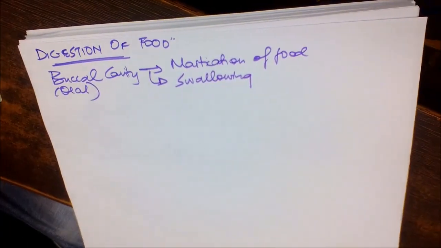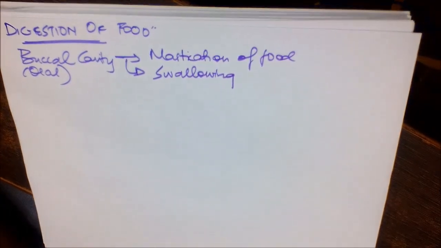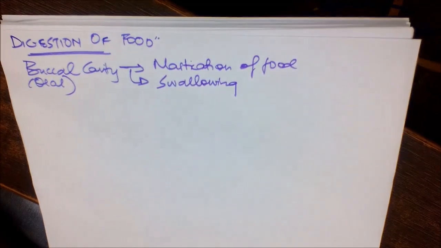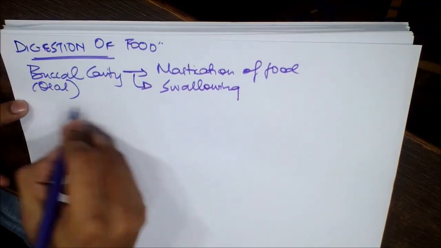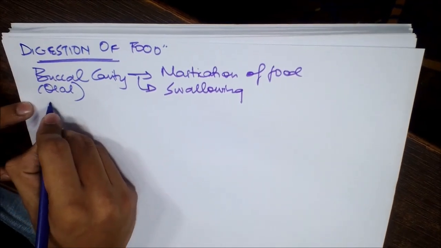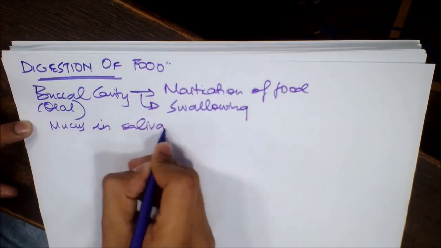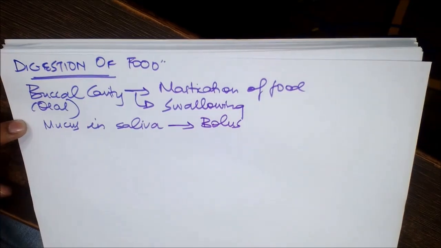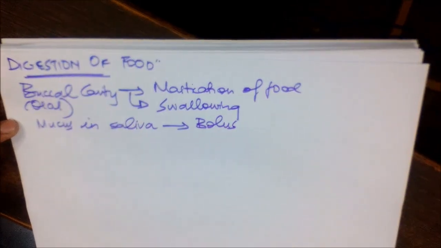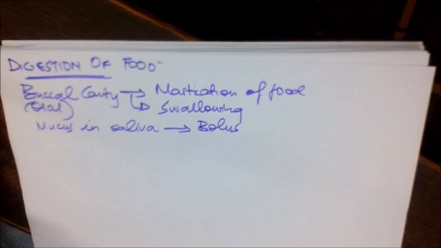The teeth and the tongue, with the help of saliva, masticate and mix the food thoroughly. Mucus in saliva helps in lubricating and adhering the masticated food particles into a bolus. The bolus is then conveyed into the pharynx and then into the esophagus by swallowing or deglutition.